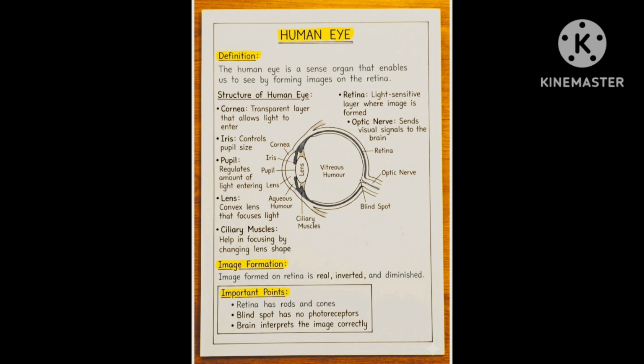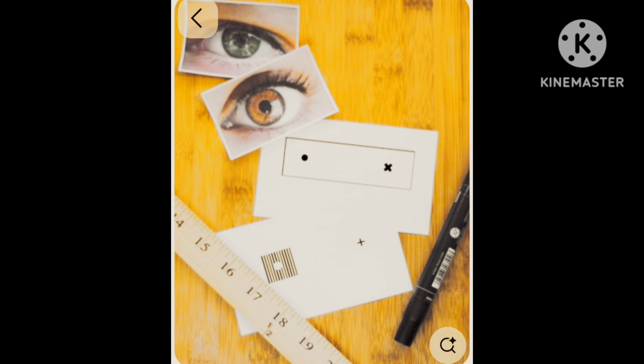Now let us see the blind spot. In the blind spot there are no nerve cells, so no vision happens. We are doing one activity to see how the blind spot is formed in our eye. Make a round mark and a cross on a sheet of paper, with the spot to the right of the cross. The distance between the two marks may be 6 to 8 cm. Hold the sheet of paper at arm's length from the eye.